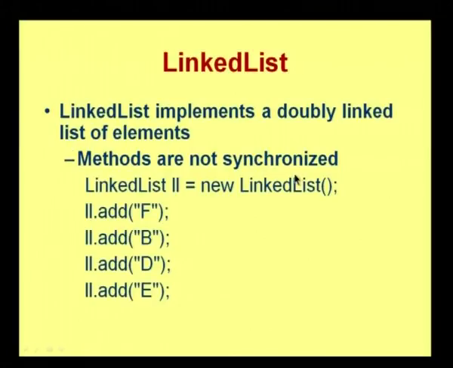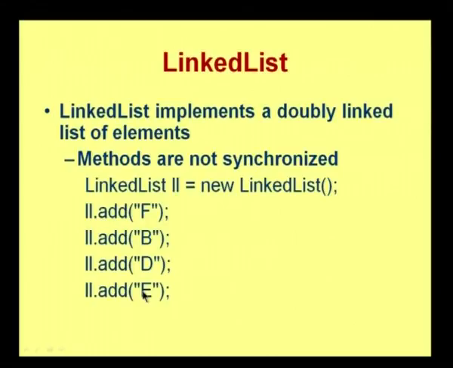Here the methods are not synchronized. I am having a linked list and I am creating a new linked list. You can see that I have created an object of linked list. Provided you are going to use only the methods that are available in the list interface, in that case I need not create an object of linked list. It's enough if I create an object reference of list. Based on the purpose you have to design, but mostly we use all these collections only to add and remove elements, nothing else.